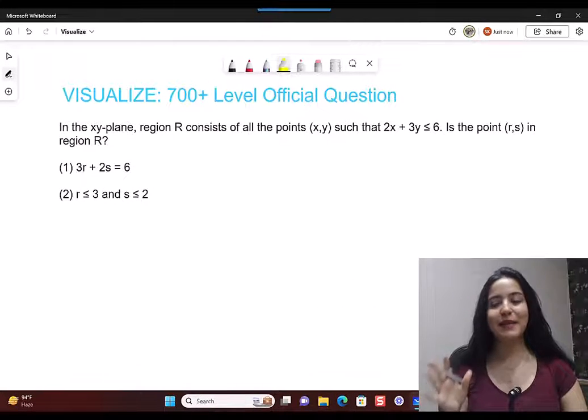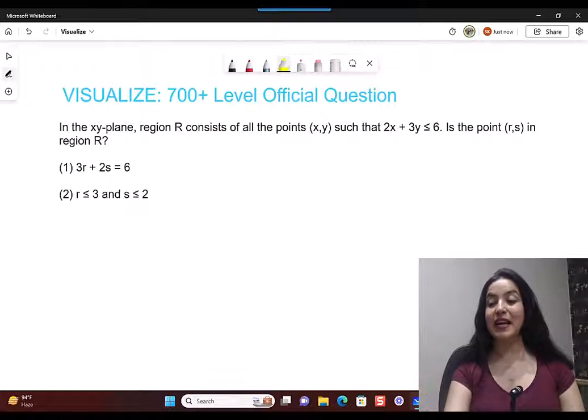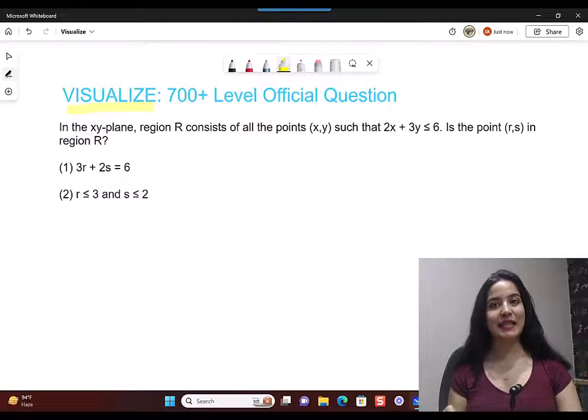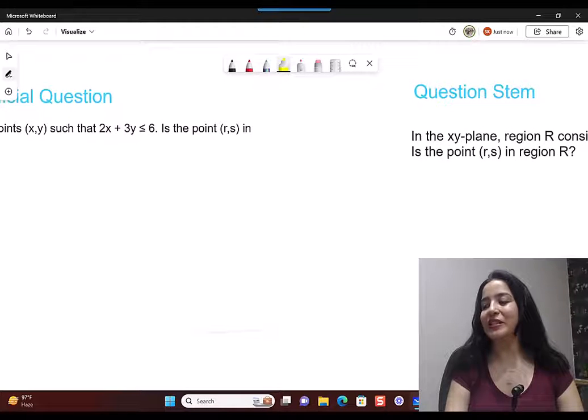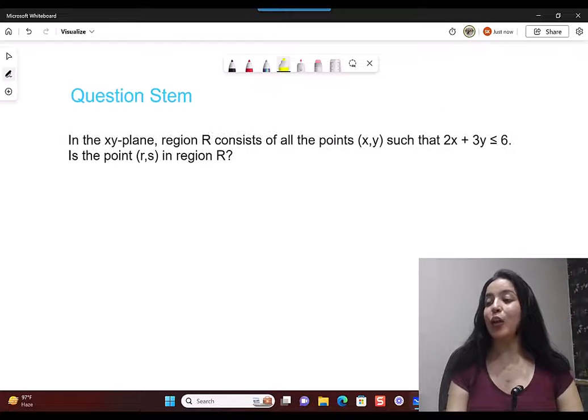Alright, so fresh attempt. Here's our question again. This time we're going to use the visualize process skill. Instead of looking at the whole thing at once, let's just break it down piece by piece, just how you should solve a data sufficiency question. We'll first focus only on the question stem. Okay, so again, what do you have? You have a region R which consists of all points x, y that satisfy this inequality.